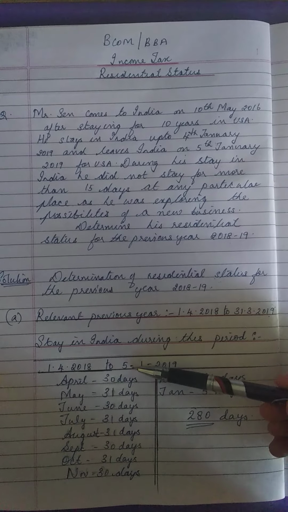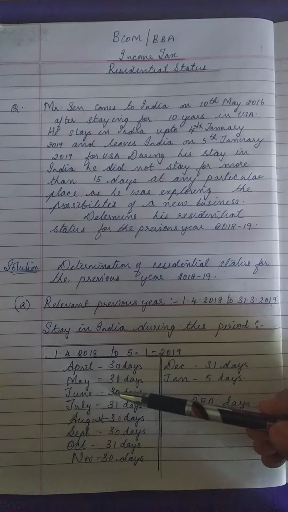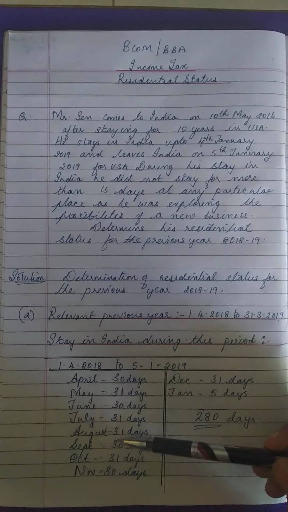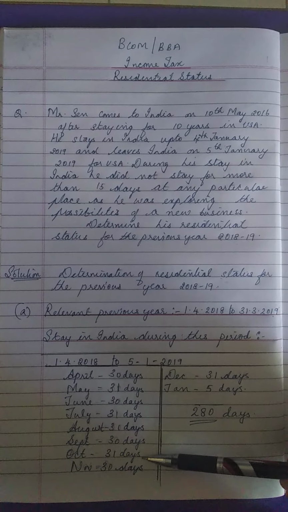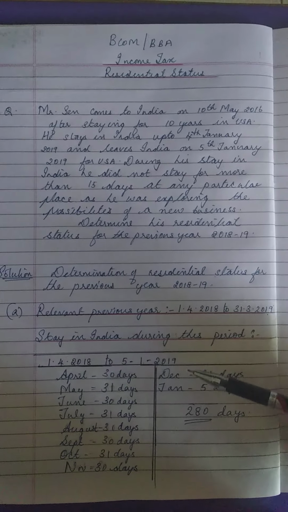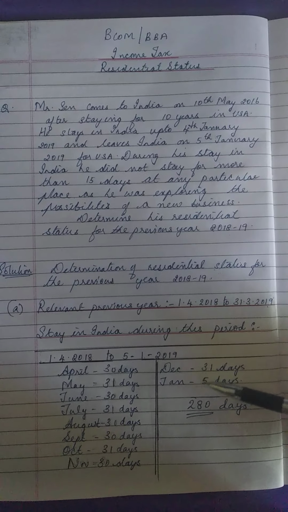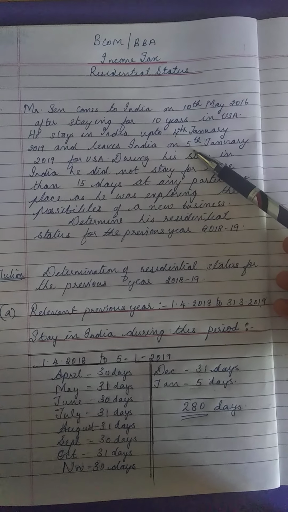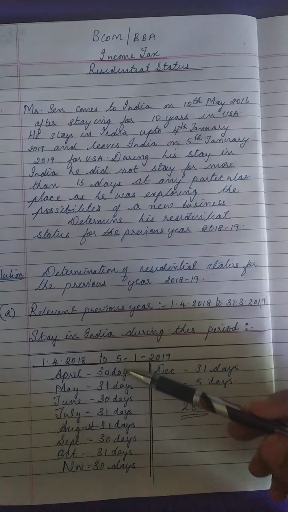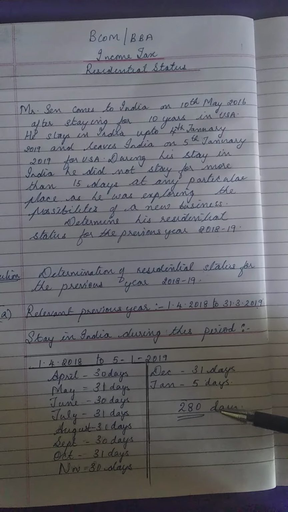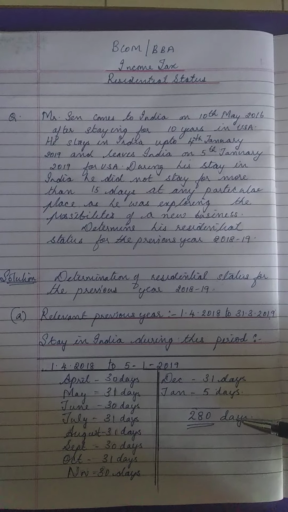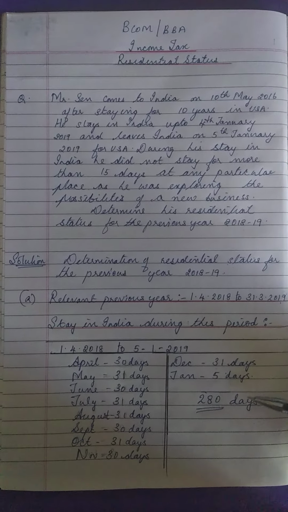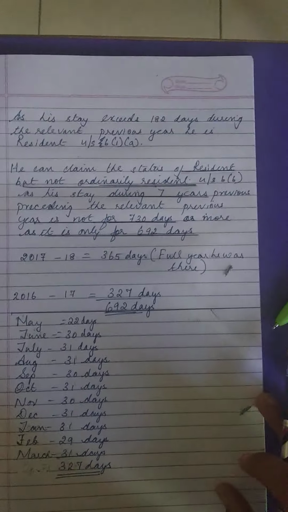April, how many days? 30 days. May, 31 days. June, 30 days he is staying. July, 31 days. August, 31 days. September, 30 days. October, 31 days again. November, 30 days. December, 31 days. Jan, 5 days. Why 5 days? Because he is living on that day, so 5th is also inclusive. So when we add all these days together, we are getting 280 days. So the first condition is satisfied for him because it is more than 182 days. So it will be taken as a resident.